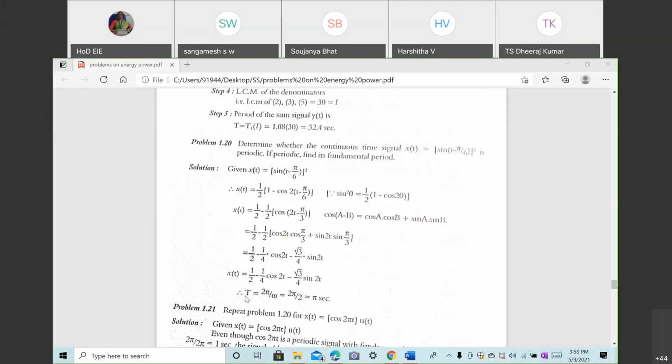T equal to 2 pi by omega. In sin 2t, which is sin omega t, omega is 2. So 2 pi by omega is 2 pi by 2, and the period T is pi seconds. That is the standard period equation.